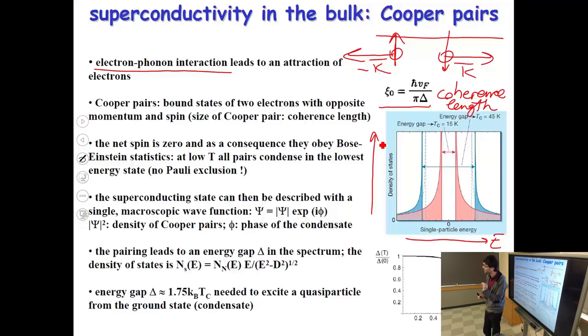So what it means is that around the Fermi level, within the gap, within delta, which is the name for this gap, there are no unbound electrons. They are in Cooper pairs. Okay? They are in Cooper pairs, and all Cooper pairs are kind of at zero energy. So they condense there. And unbound electrons are only allowed to live outside.